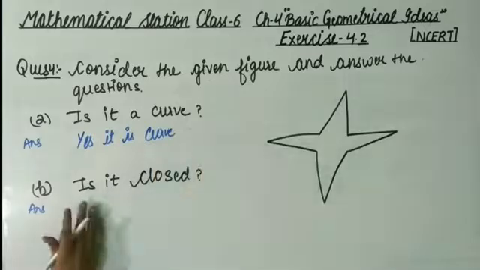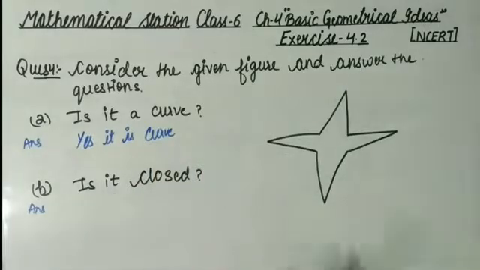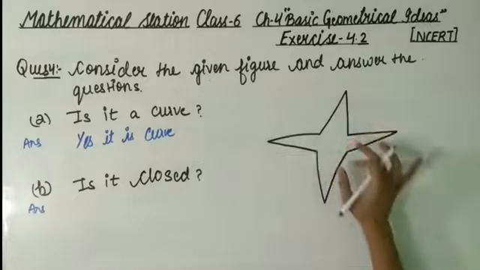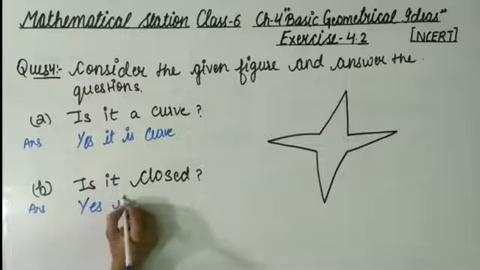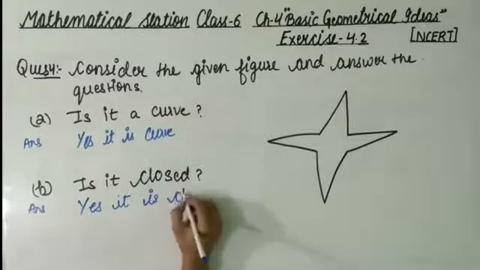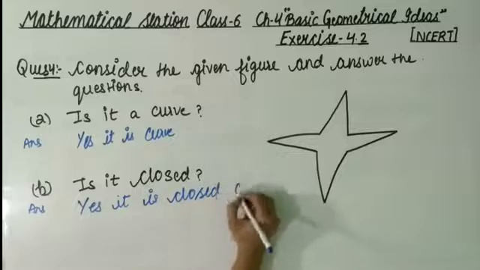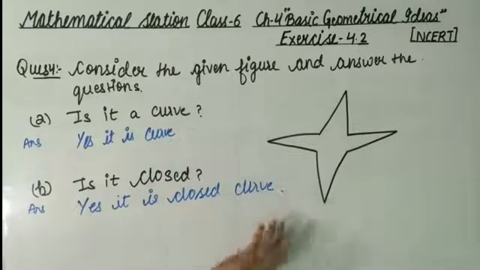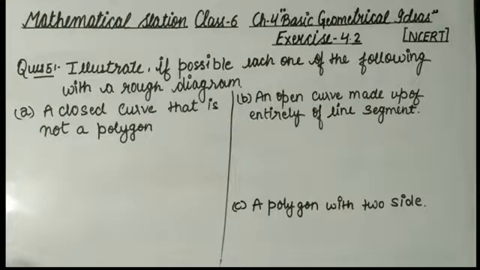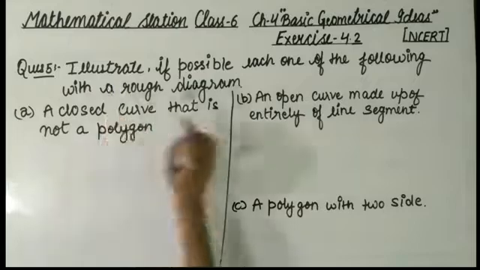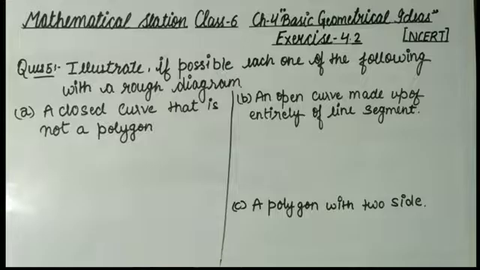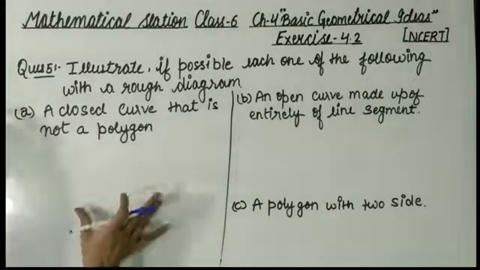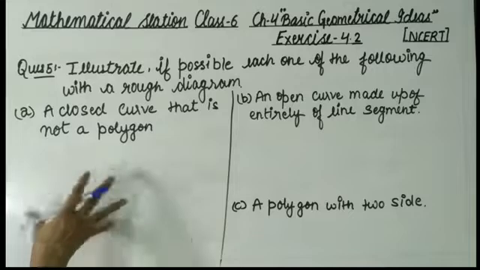Next is, is it closed? So yes, it is a closed curve because there is no space which is open. So yes, it is a closed curve. Now move on to question number 5. Illustrate, if possible, each one of the following with a rough diagram. We have to draw a diagram if it is possible in the given condition. First is a closed curve that is not a polygon.